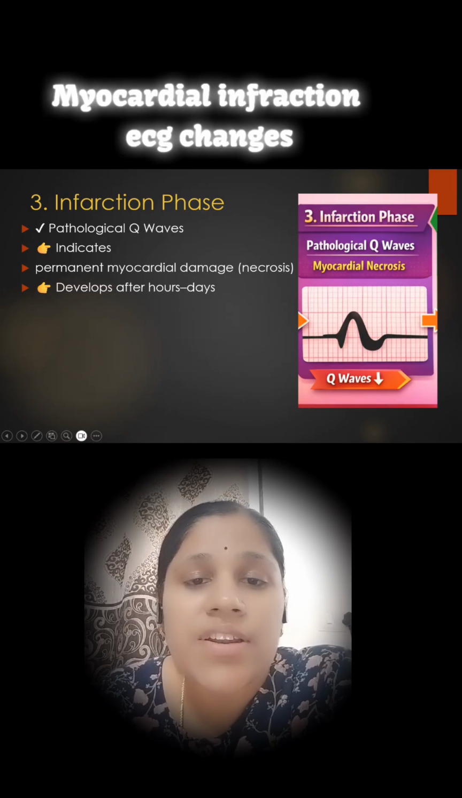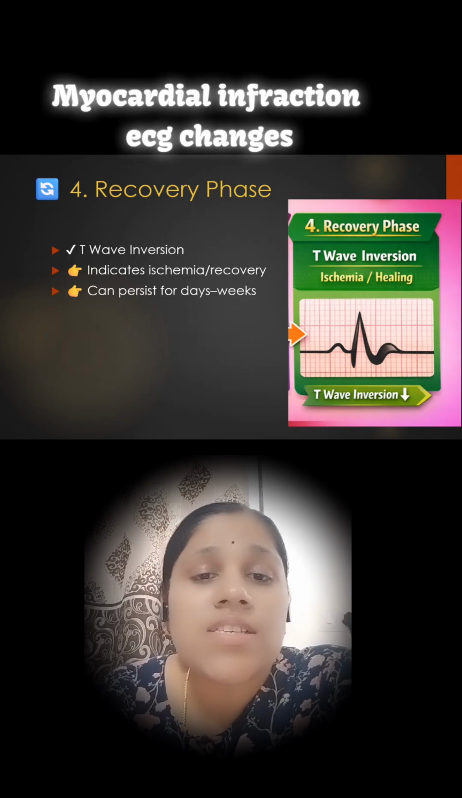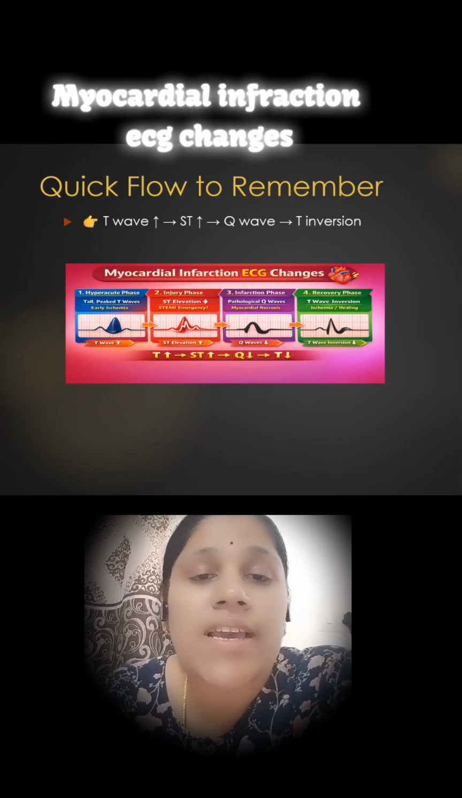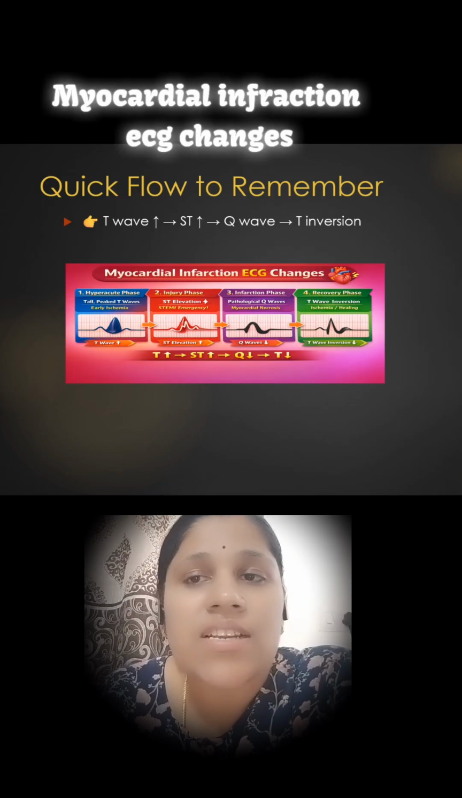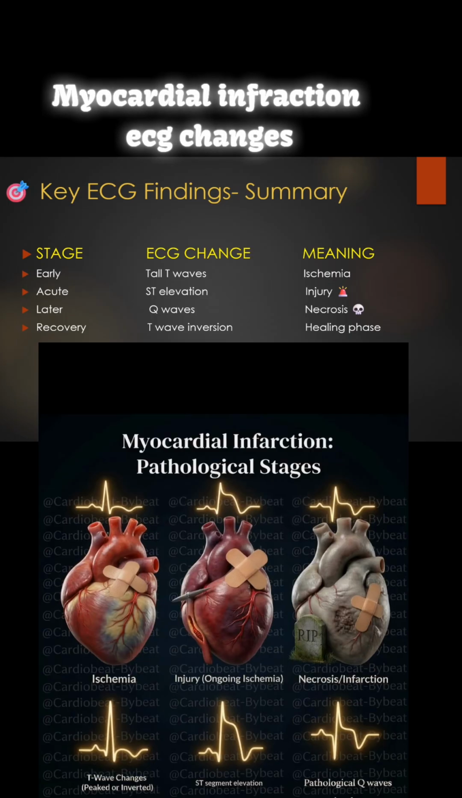And the final stage is the recovery phase, where we can see a specific T wave inversion. This indicates the ischemia and the recovery, and it can persist from days to weeks. So this is a quick flow to remember: we have to see the tall T wave, then the ST elevation, and the Q wave present in an ECG. Then the final is the T wave inversion. All these things have to be remembered when we are going about an ECG in a myocardial infarction patient.